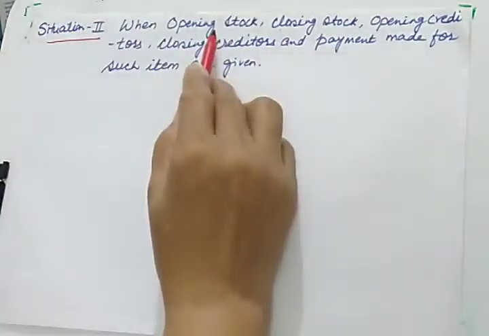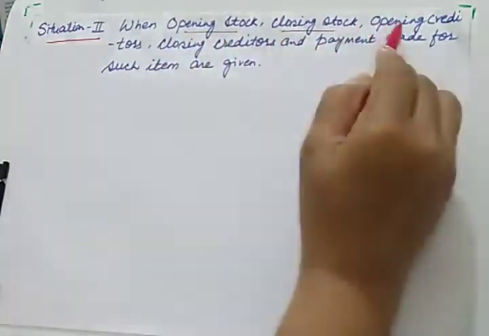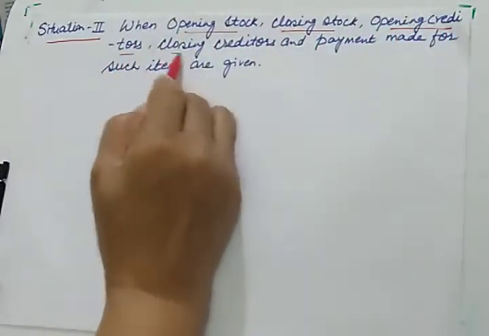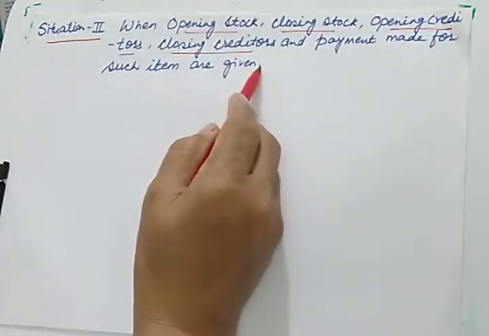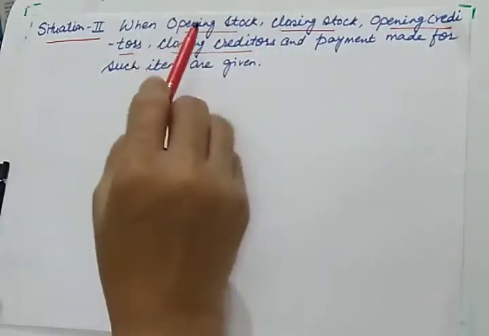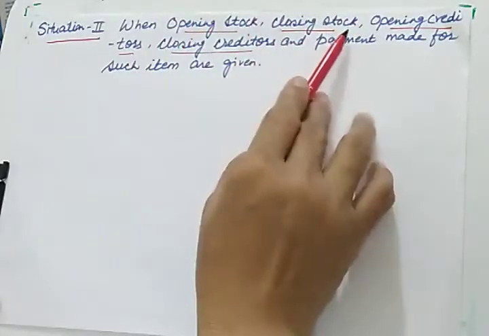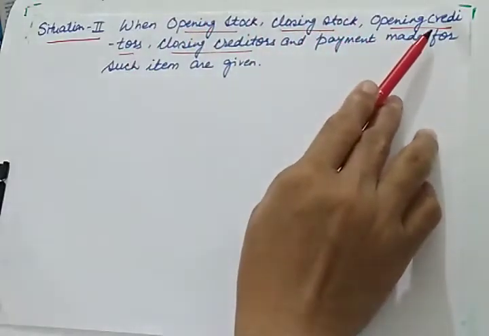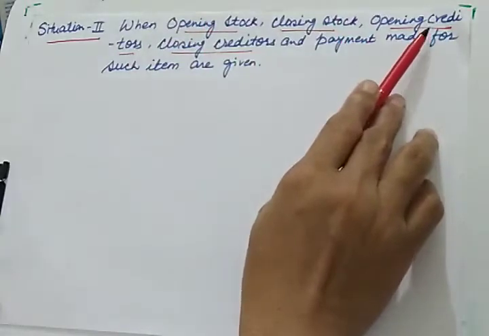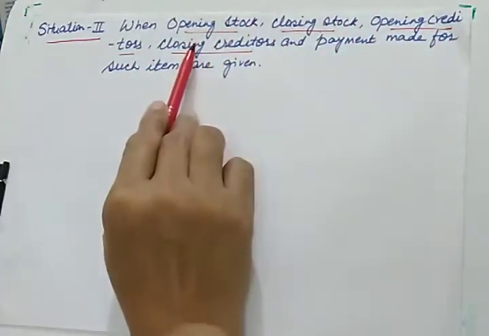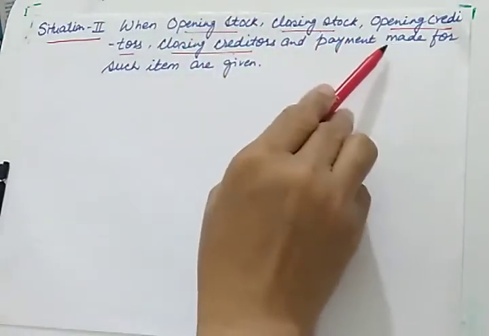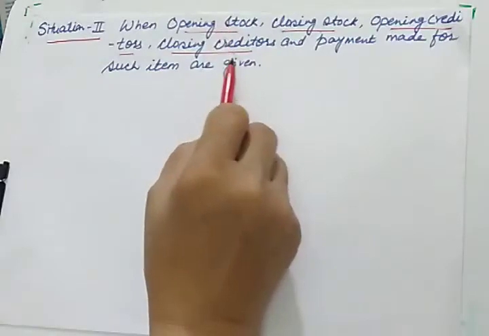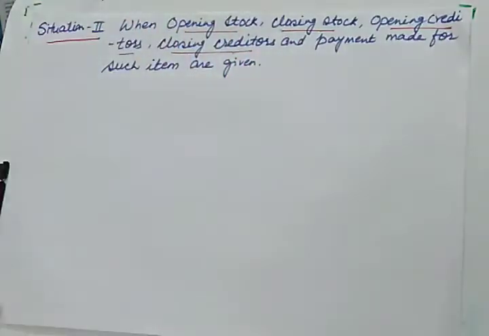In this situation, opening stock, closing stock, opening creditors, closing creditors and payment made for these items during the year are given. So here 5 details are given to us. What is the meaning of opening creditors? It means creditors in the beginning of the year. Likewise, creditors at the end of the year are given to us along with the money paid for such items during the year. So how to deal with this particular situation?